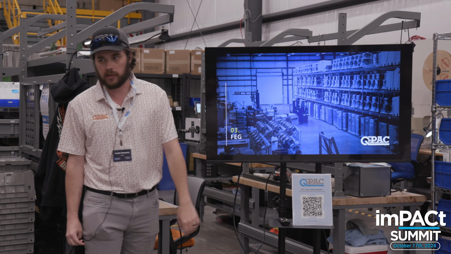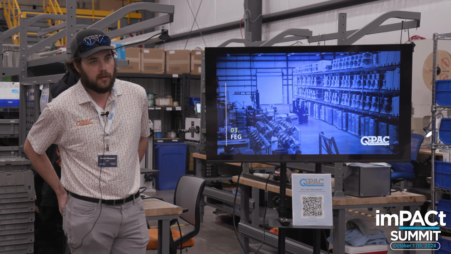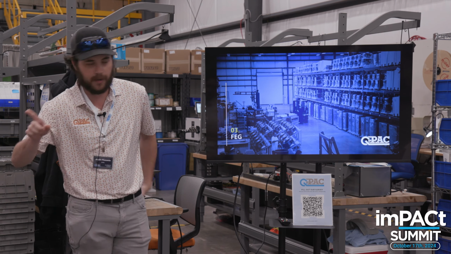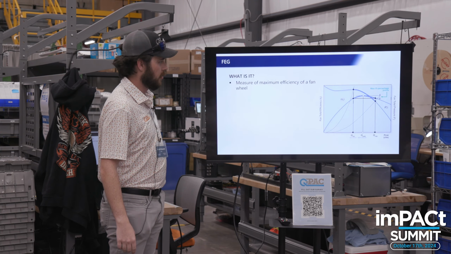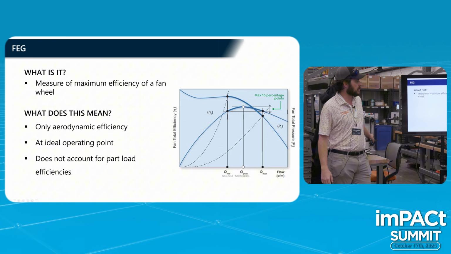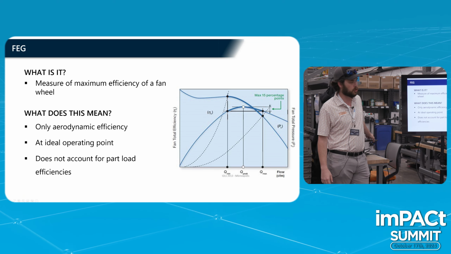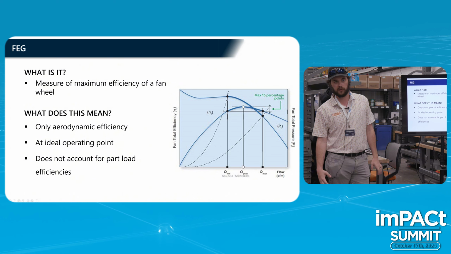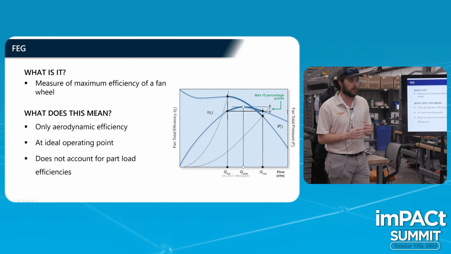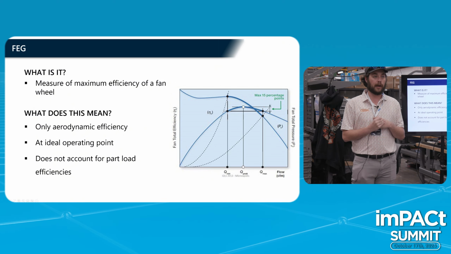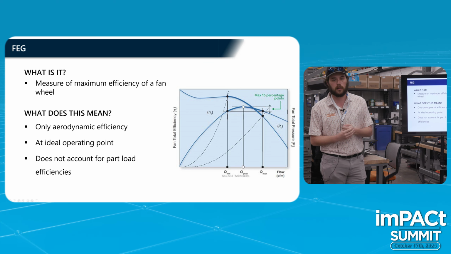Anybody know what FEG stands for? Fan efficiency grade. There we go. Teamwork. So fan efficiency grade is a measure of maximum efficiency of a fan wheel. So we're looking at just the aerodynamic efficiency of a wheel, and it has nothing to do with the motor, nothing to do with the actual operating point that you're operating at.